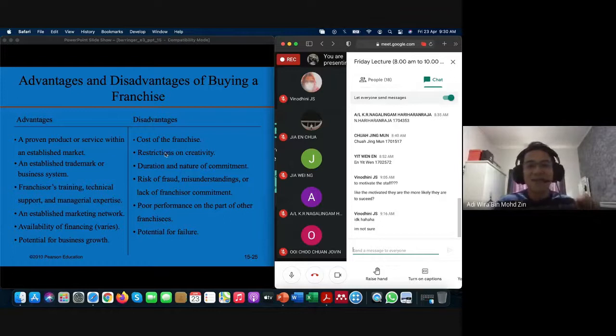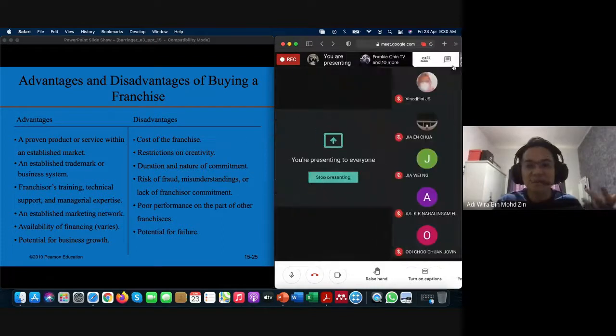And then it restricts creativity, because why? Maybe you remember, even though you can give suggestions, it doesn't mean your ideas or suggestions will be accepted. So it kills creativity somehow, because all the decisions are made by the master franchisor. And of course the duration, like I mentioned, 10 years to 20 years or maybe even more. And of course risk of fraud, misunderstanding and lack of franchisor commitment.